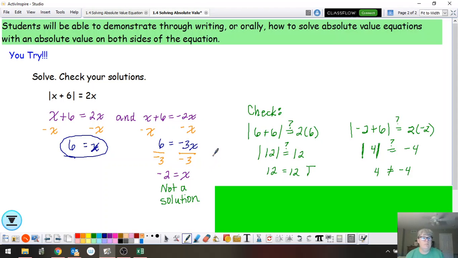So be careful when solving absolute value equations. If you have an absolute value that is set equal to an algebraic expression, an expression with a variable, make sure that you check for extraneous solutions.